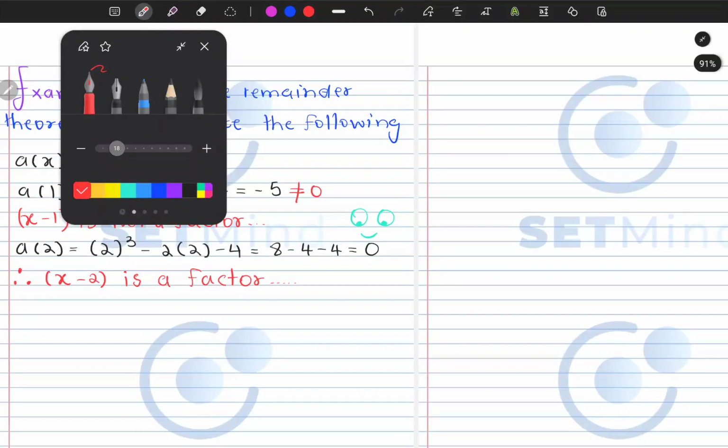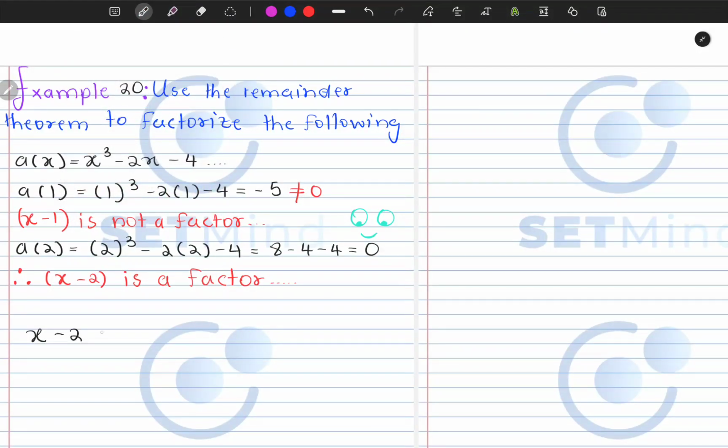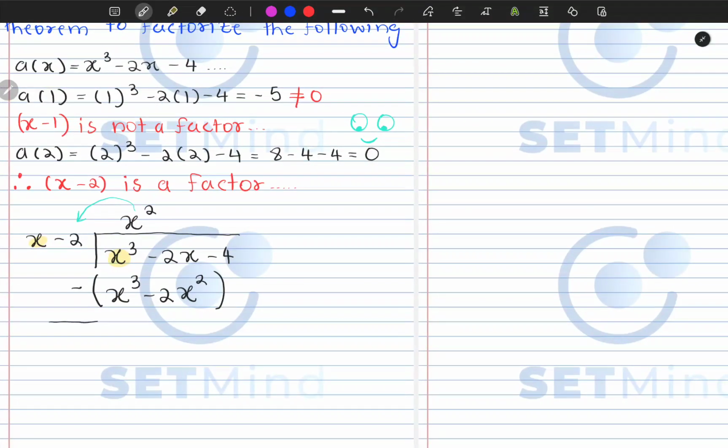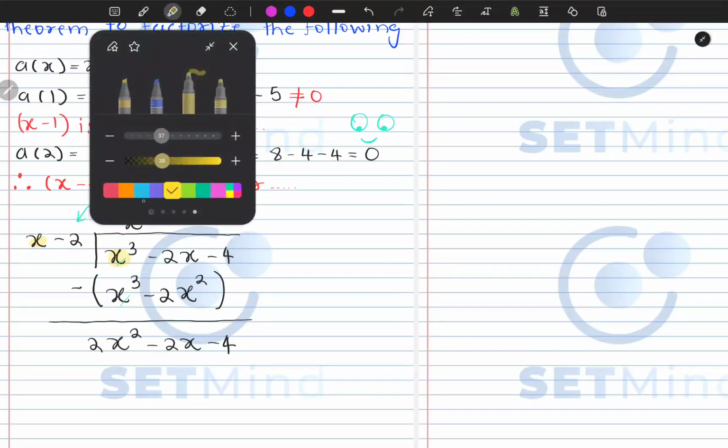So we can now go ahead and do our long division so that we can find the other factors. So I'm going to do x minus 2 dividing into x cubed minus 2x minus 4. So let's go ahead and do the work. x cubed divided by x gives us x squared. Then we take the x squared and multiply by it there. So we always put a minus, open bracket. If you multiply, you'll have x cubed minus 2x squared. So when we subtract these, you will see that the x cubed terms cancel, and what we will have is 2x squared minus 2x minus 4.